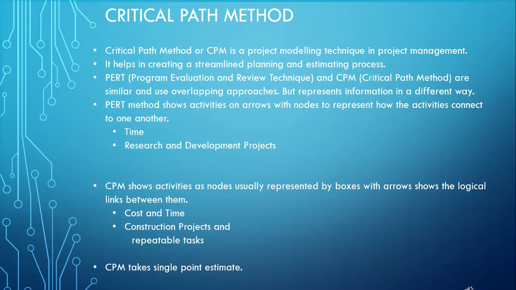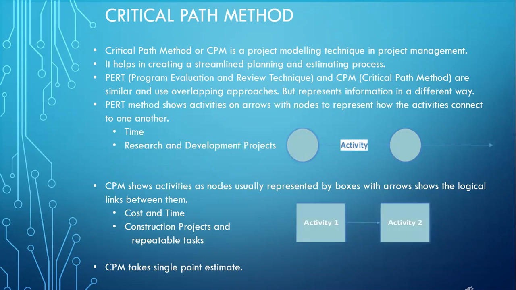Here we can see the example that the PERT method shows the activities on arrows with the nodes to represent how the activities connect to one another. CPM shows the activities as nodes, usually represented by boxes with arrows that show the logical links between them.